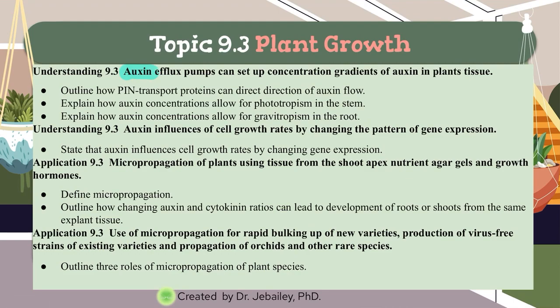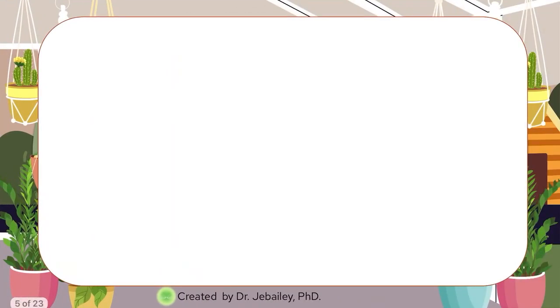We're going to talk about auxin, which is a hormone that has very much to do with the way in which the plant is going to grow. We're going to talk about how it is influenced by the parents and changing the parents of the gene expression. We're also going to talk about micropropagation in plants, which you can actually create new plants by using nutrient agar gels and hormones. We're also going to talk about how using micropropagation, we can do many other plants that are virus-free from strain of existing varieties, and of course, continue with the propagation of orchids and other different rare species. So, what we want to go to here is talk about the meristem.